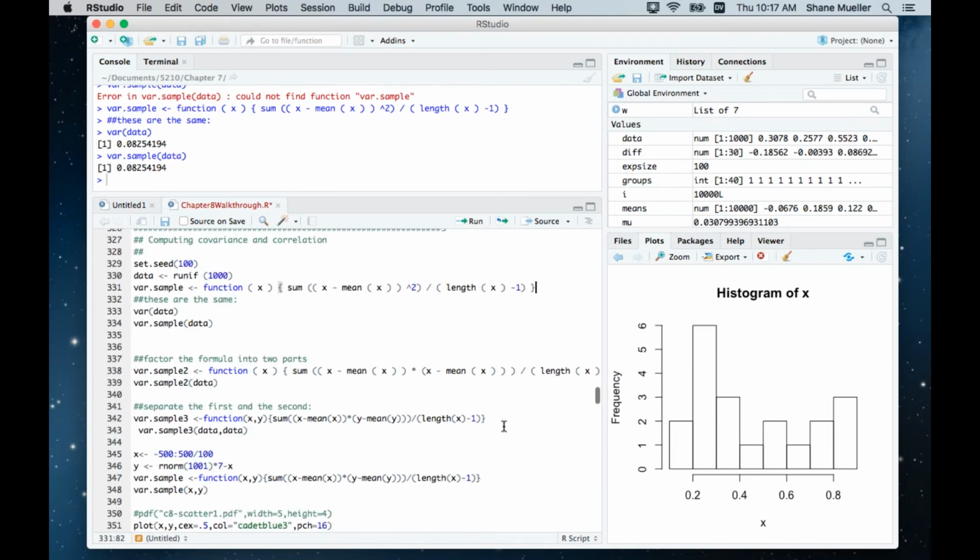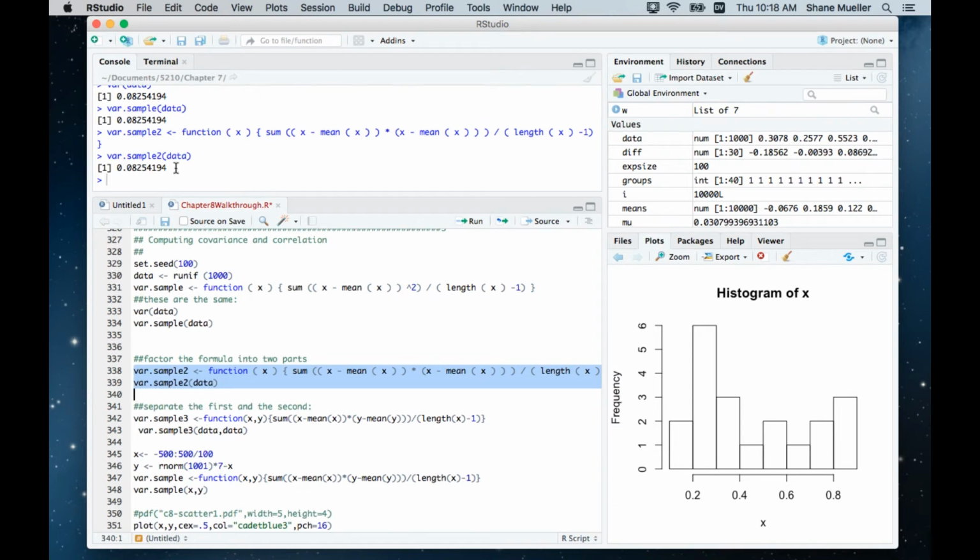Okay, so I'm going to take this in a couple pieces. I'm going to rewrite my variance formula. So instead of taking the square, I'm going to take this and multiply it by itself. This is exactly the same thing. X minus mean x times x minus mean x is the same as x minus mean x squared. This is a little less efficient, but I'm going to just build this, and just to convince you, I get exactly the same number.